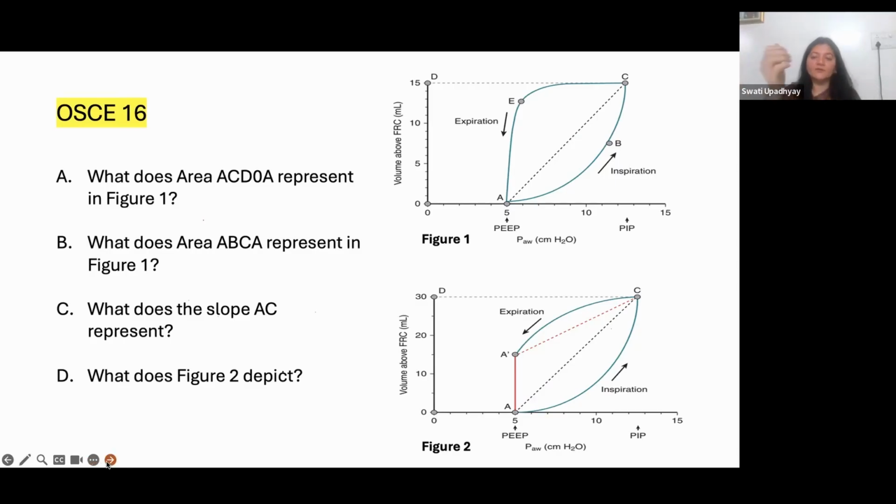Yes, it doesn't come back. So there is failure of the expiratory limb to return to the starting point. So this may occur in a leak, right?